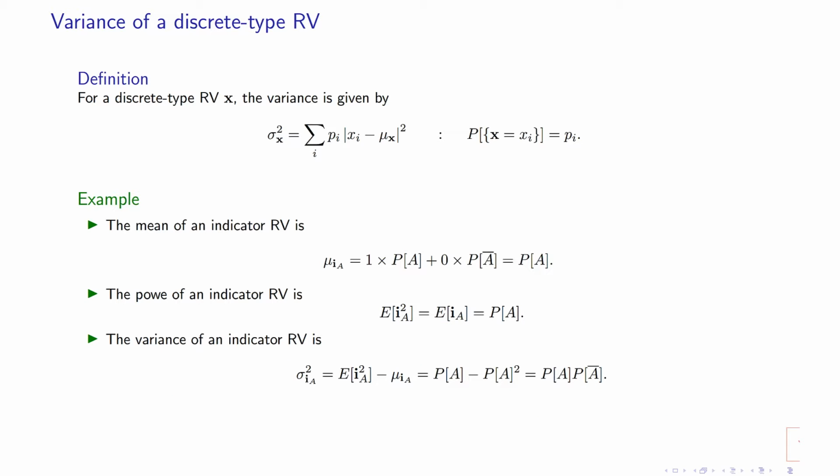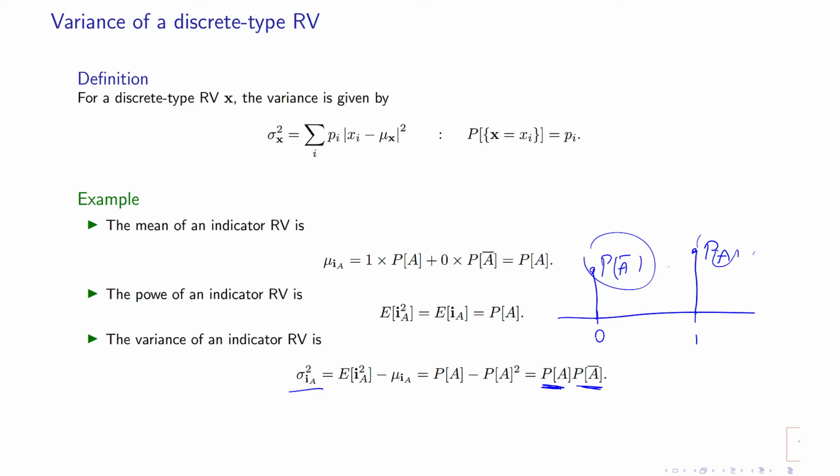So the variance of an indicator random variable is always equal to the probability that the event happens times the probability that the event doesn't happen. What we got here is that here is 0, here is 1, here we get probability of A, and here I get probability of A bar. So you multiply these probability masses together, and you get the variance.